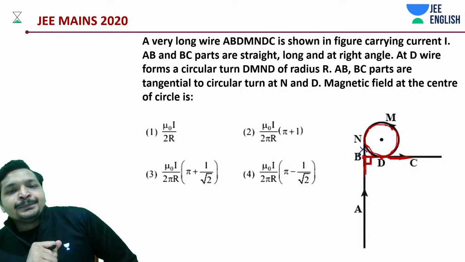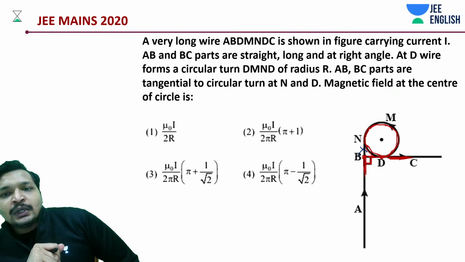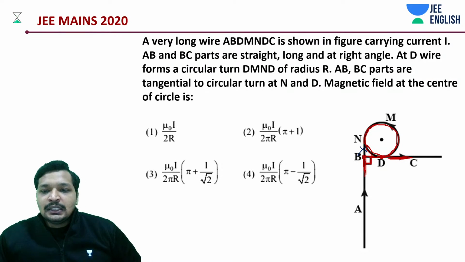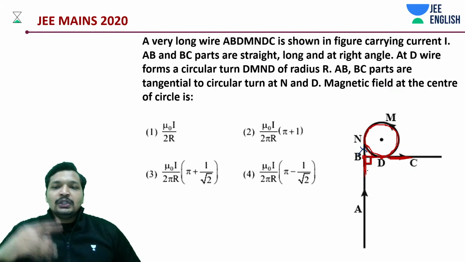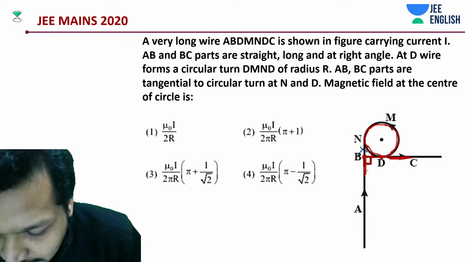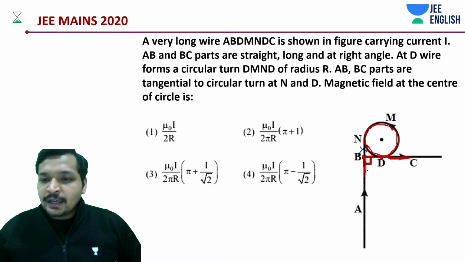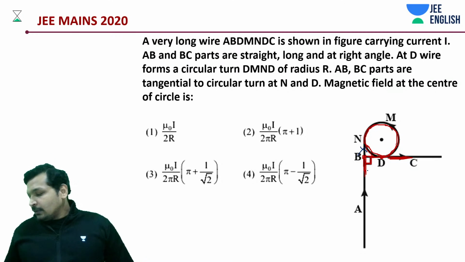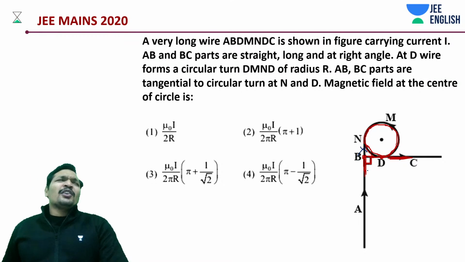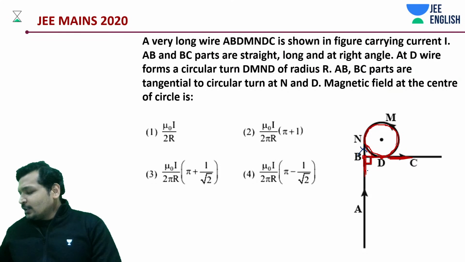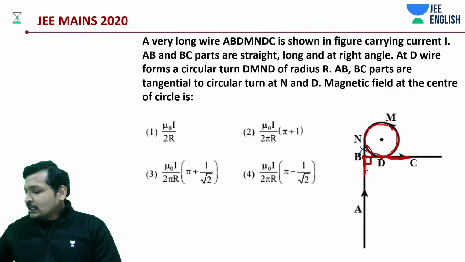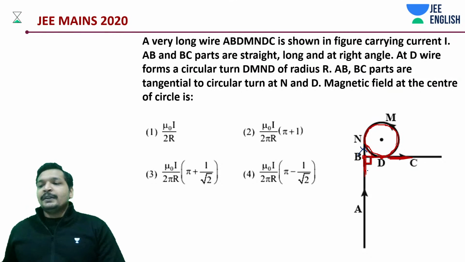And what is given to us? AB and BC are tangential to the loop. The magnetic field. You already noticed it, amazing. But how many loops, not loops, I would say, how many elements are there which are going to create magnetic field?